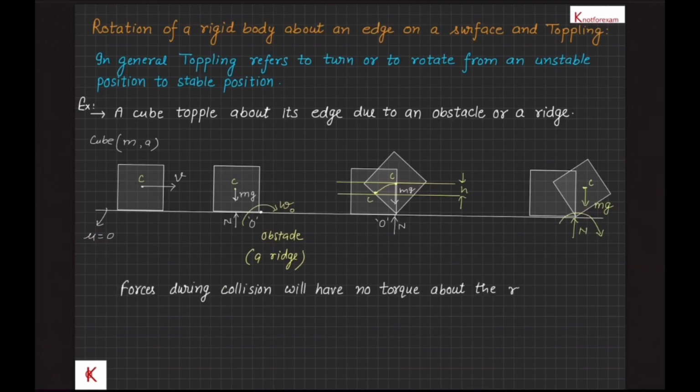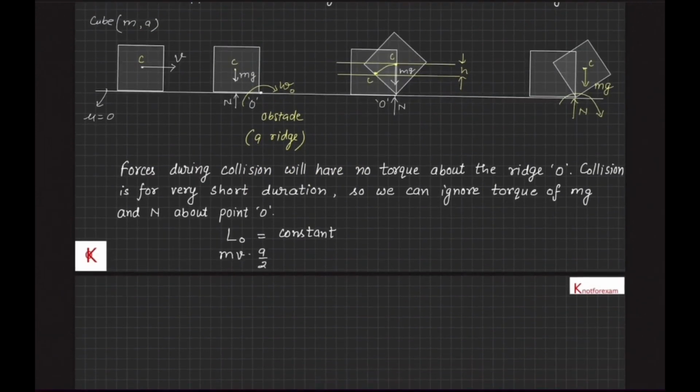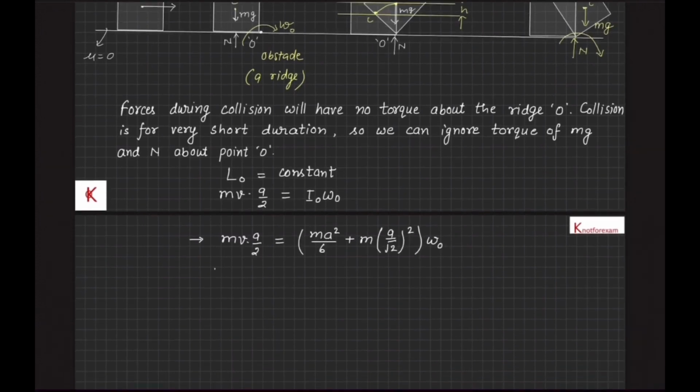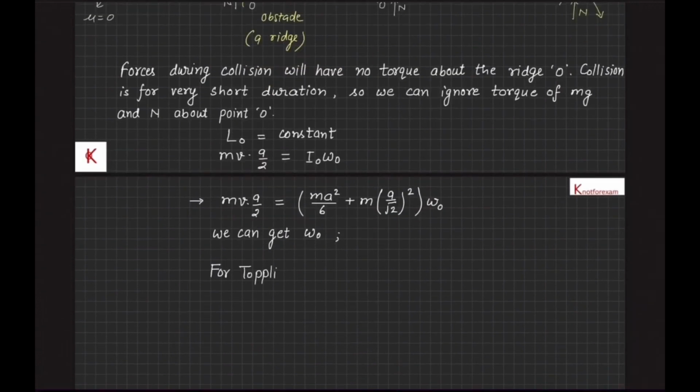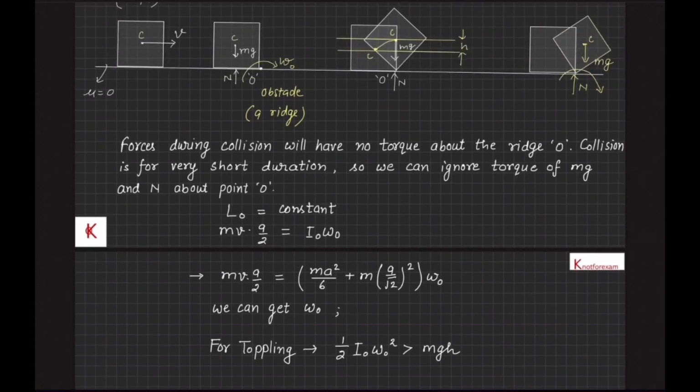Forces during collision will have no torque about the ridge O. Since collision is for very short duration, we can ignore torque of mg and normal force N about point O. Therefore, angular momentum about point O, L_O, will be constant. So, initial angular momentum about point O, that is mv into a by 2, is equal to final angular momentum I_0 omega_0, that is (ma squared by 6 plus (ma by root 2) whole squared) into omega_0. From here, we can get angular velocity omega_0 just after collision, and for the cube to topple about the edge, rotational kinetic energy just after collision should be greater than maximum potential energy mgh during toppling.